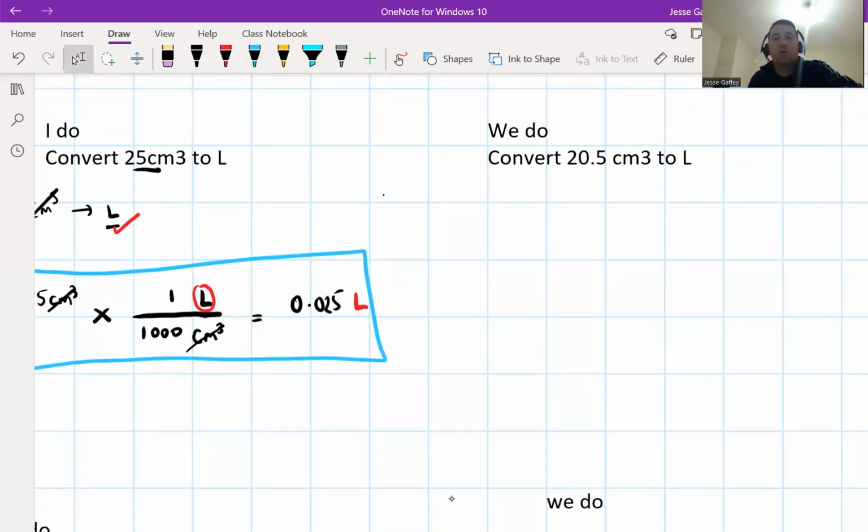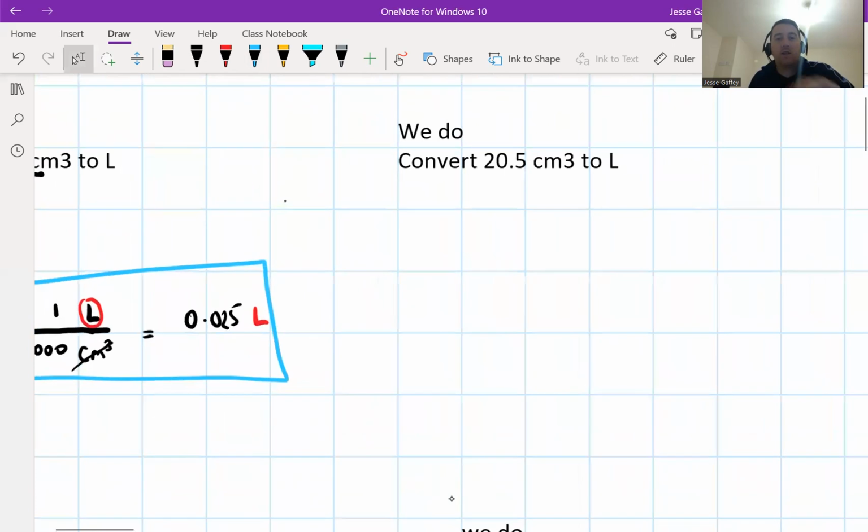All right, so we're going to do a we do now. This means that I'm going to kind of step you through it. So a reminder, what do we need to do? The first thing we're going to do is write down what we know. We know we have 25 centimeters cubed. I want you to plan it out. What exactly do we have to do? Pause the video and plan out the conversion here.